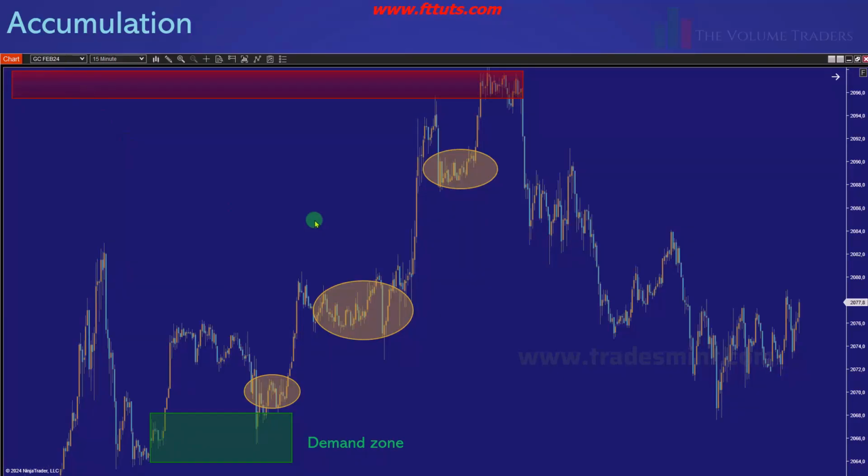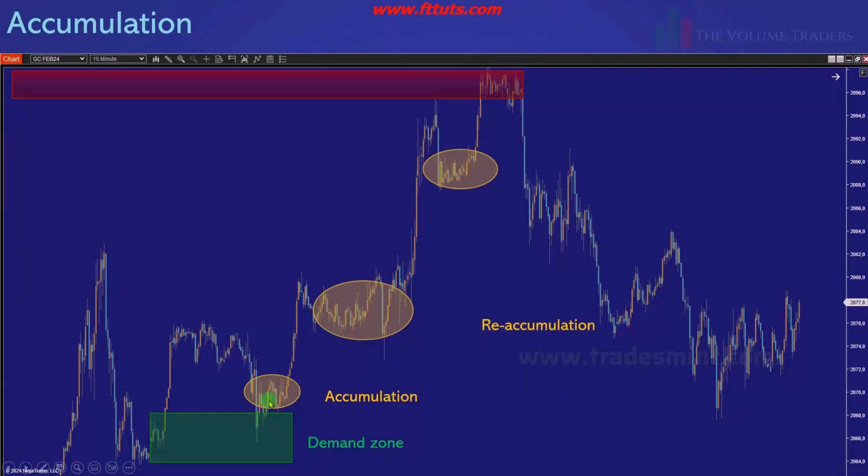Accumulation is for me when the institution removes the floating supply, so the bearish move of the asset, by buying. And it generally takes place within a well-defined consolidation with a lot of indecision candles. I hope you all know what an indecision candle is. Then we have the accumulation. The first range could be inside the demand zone or right above the demand zone.